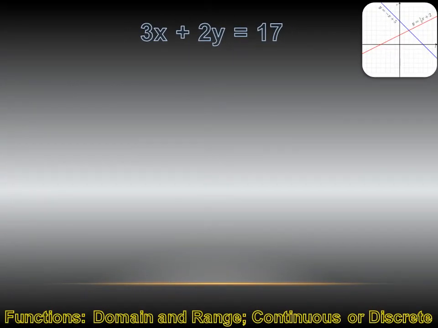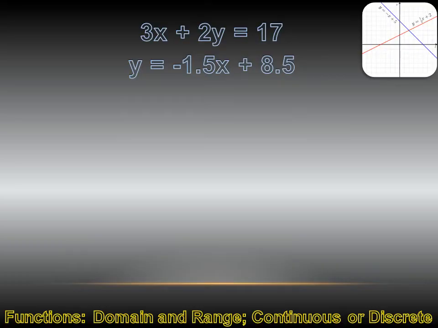Here's another equation: 3x plus 2y equals 17. Well, I want to graph this, so I probably need to put it into function form. It'd be a lot easier. I'll just do a little algebraic magic, abracadabra, boof, and I'll determine that y equals minus 1.5x plus 8.5.